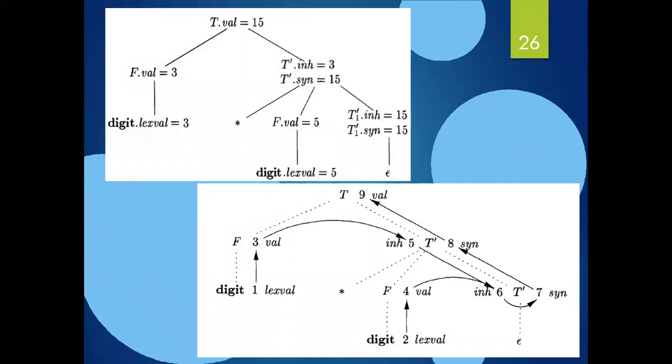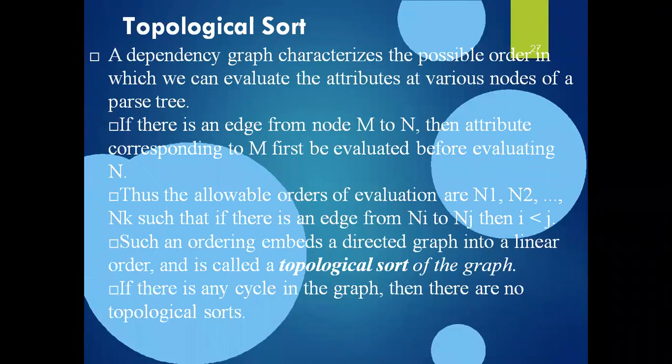So, directed graphs arranged into a linear order are called topological sorts of the graphs. It's enough to know what a topological sort is, how we define it, and what does not come under topological sorts. If you know these two things, it's enough here.